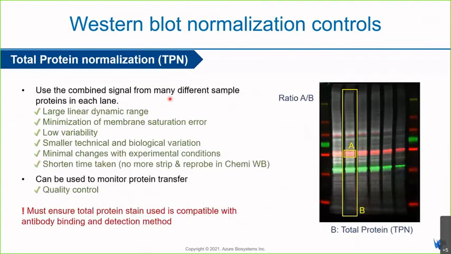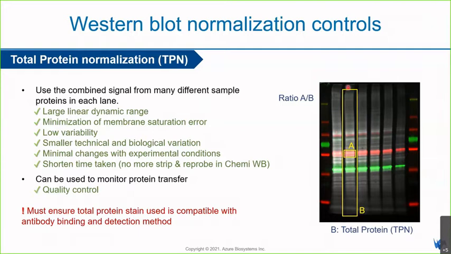With total protein normalization, instead of finding a protein that can represent the total amount of sample that transferred onto the membrane, the total protein is measured on the membrane directly, and this value will be used as a denominator when you normalize it against your target protein.